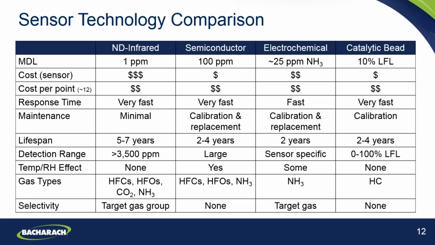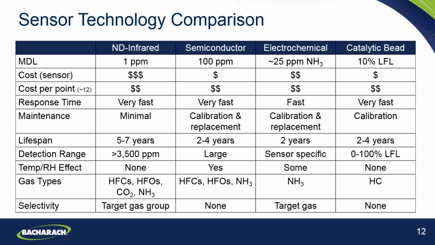The detection ranges are again very applicable to the applications. The infrared sensors, you're typically going to get a detection range upwards of 3,500 parts per million, sometimes up to 10,000 parts per million, which is very sufficient for looking for refrigerant leaks, because of course we're trying to detect these before they become a problem. Semiconductor sensors also have a large detection range. Catalytic bead, of course, monitoring from 0 to 100% of the lower flammability level.